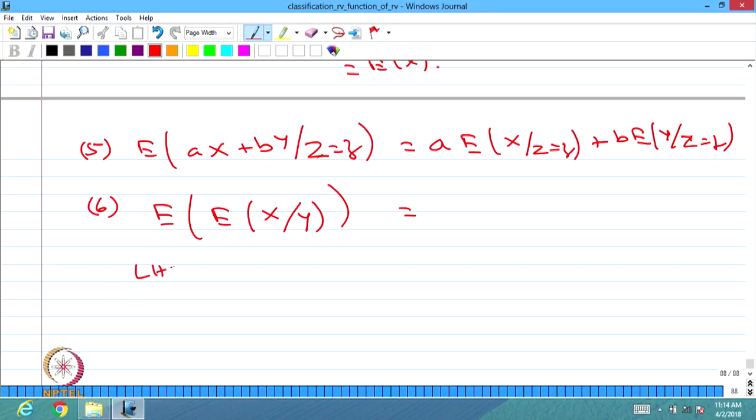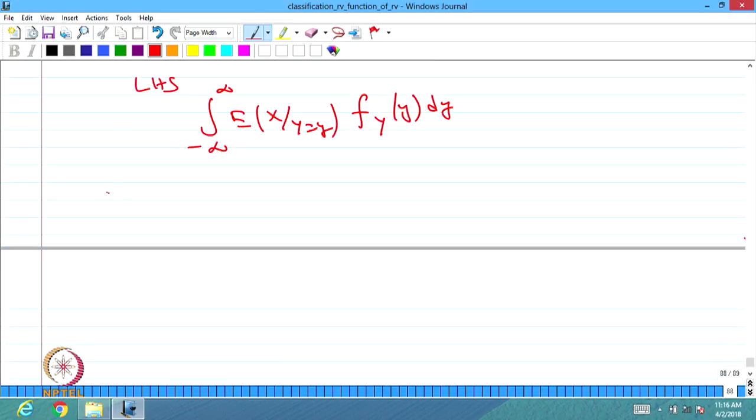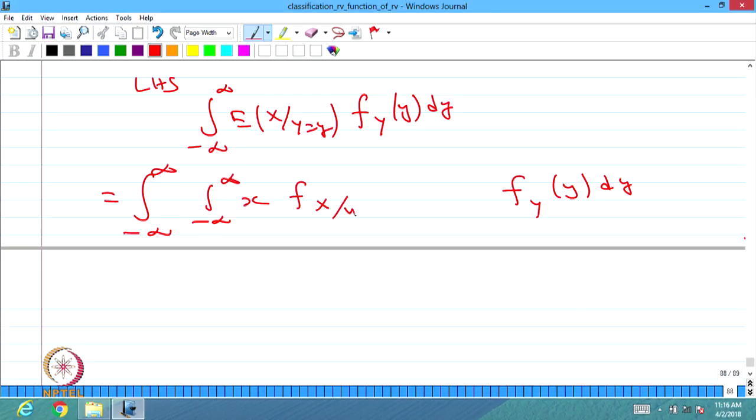So the left hand side, by considering both the random variables are of the continuous type, is the integral from minus infinity to infinity of expectation of x given this value, multiplied by the probability density function of y. By using the definition of conditional expectation, we can expand. So the outer one is the integral from minus infinity to infinity of f of y dy. Now I am just expanding the conditional expectation of x given y. That is nothing but the integral from minus infinity to infinity of x times the conditional probability density function. So this is the inner integration and the outer integration is the integral from minus infinity to infinity of f of y dy.